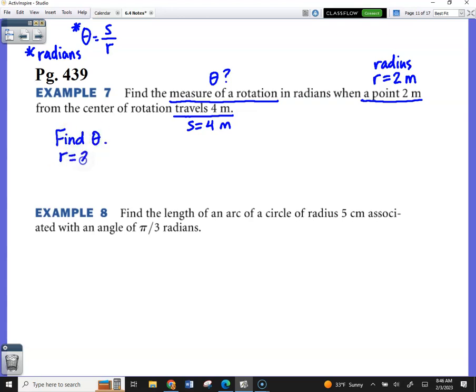We are finding theta. We know R is 2m. We know S is 4m. And now you just plug it in. So theta is S over R. S is 4, R is 2. They're the same unit of measurement, so we're okay here. We end up with 2. Now the question is, you need to know what you're talking about. You just found theta. Theta has to be in radians, so 2 what? It's 2 radians.